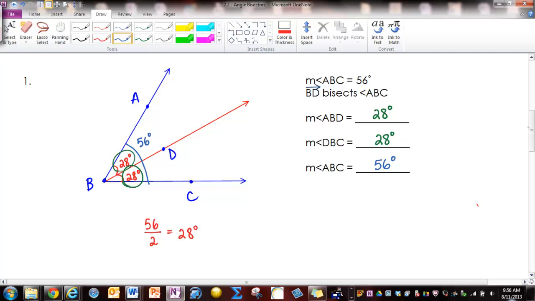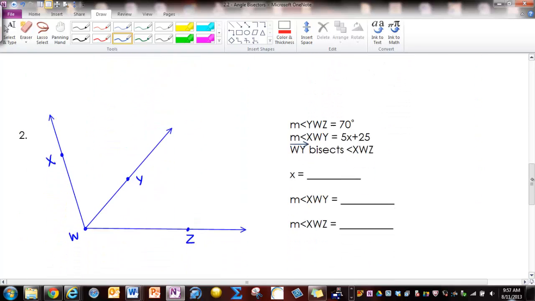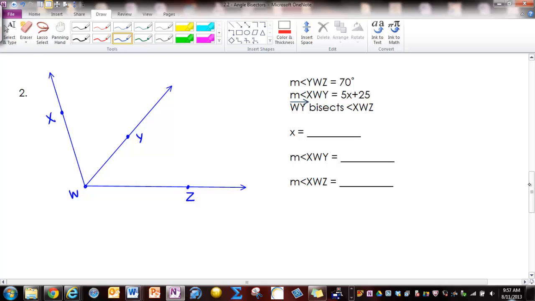All right, let's move on to our second example. Now this tells me the measure of angle YWZ is 70 degrees. So as soon as they tell me that, I'm going to go ahead and mark it on my picture. And the second thing is the measure of angle XWY is 5x plus 25. So 5x plus 25 goes here. And then they tell me that ray WY bisects angle XWZ.